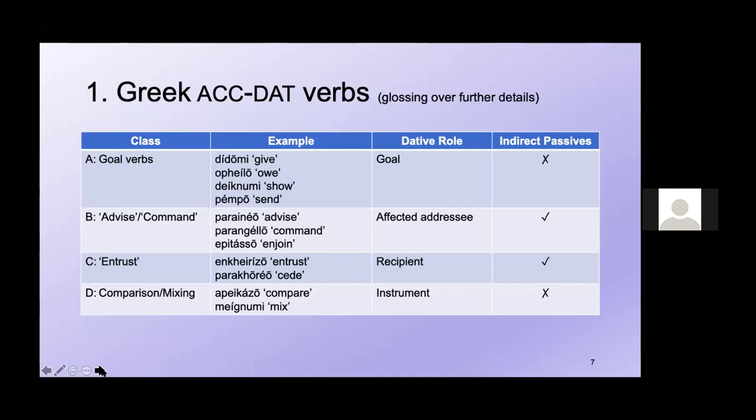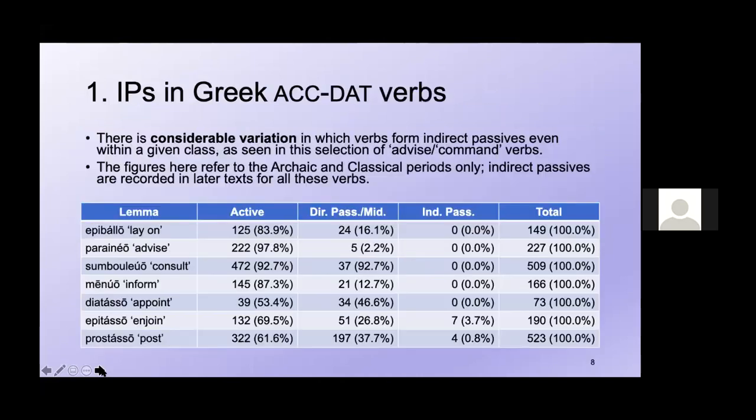Likewise, with entrust verbs, such as encheirizo, entrust, or paracorello, cede, the dative role is a recipient, and here we also see indirect passives. With comparison and mixing verbs, such as apeikazo, compare, or mignumi, mix, the dative role is an instrument, and here once again there are no indirect passives.